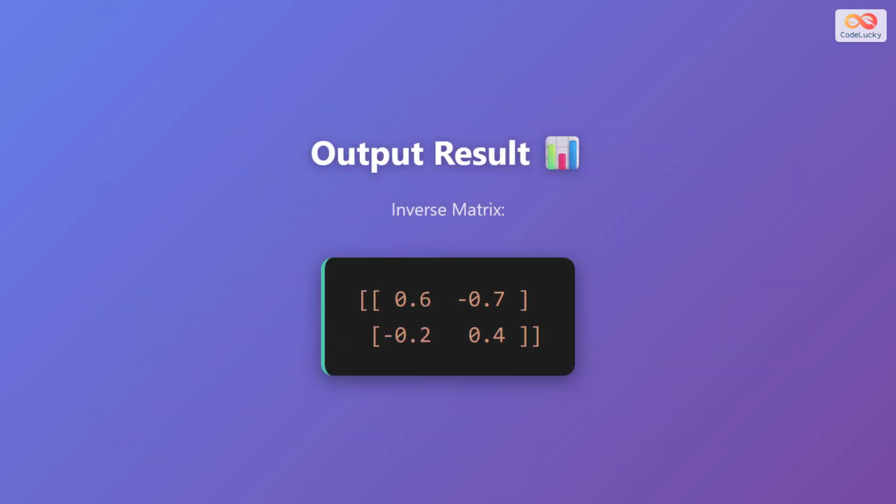Here's what the output looks like. The inverse matrix contains the values 0.6 and -0.7 in the first row, and -0.2 and 0.4 in the second row. These decimal values might look complex, but they're the exact values needed to satisfy the inverse property.